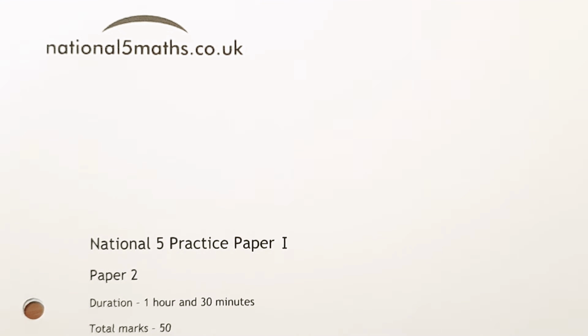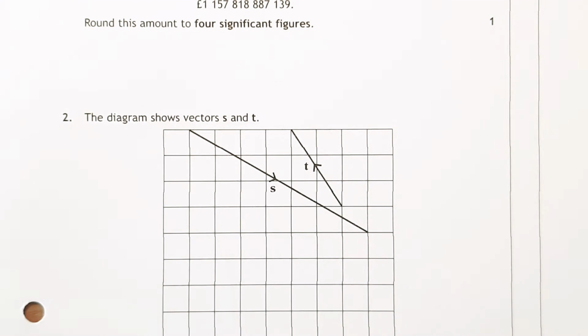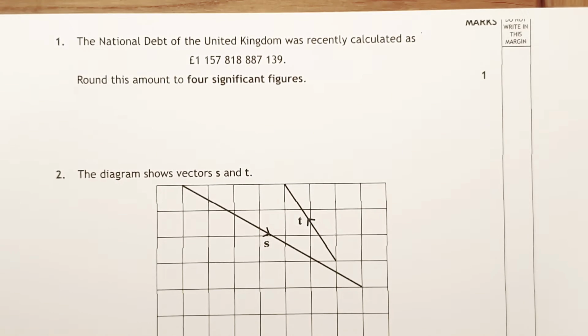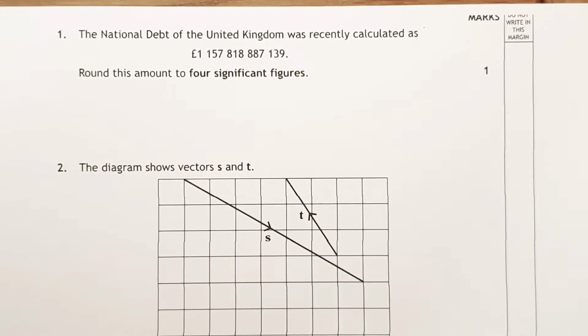National 5 Maths, Practice Paper I, Paper 2. Now in the first question, what we're asked to do is to round to 4 significant figures. We don't have to do any calculations or anything, just rounding.